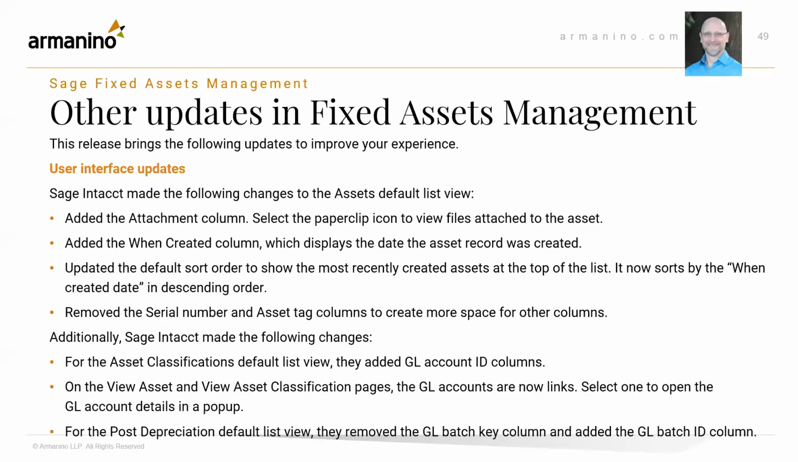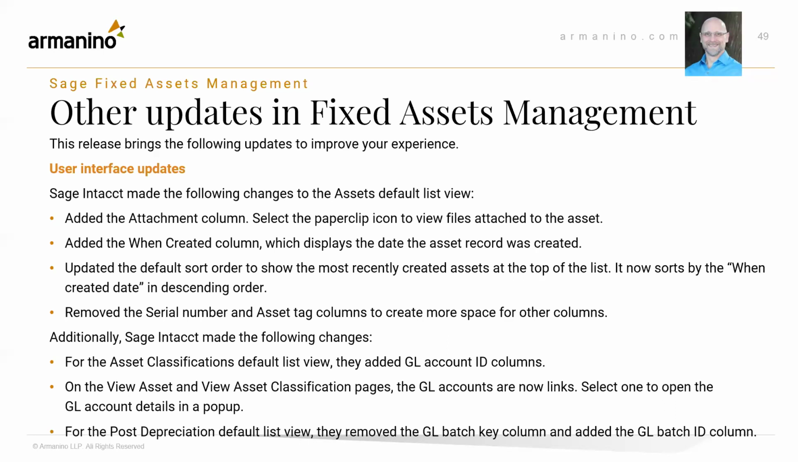Other updates in fixed assets, there are some user interface changes. They added the attachment column. So now you can select the paperclip icon to view files attached to an asset. They added the when created column, which displays the date the asset record was created. They updated the default sort order to show the most recently created assets at the top of the list, and it now sorts by the when created date in descending order. They removed the serial number and asset tag columns to create more space for other columns.